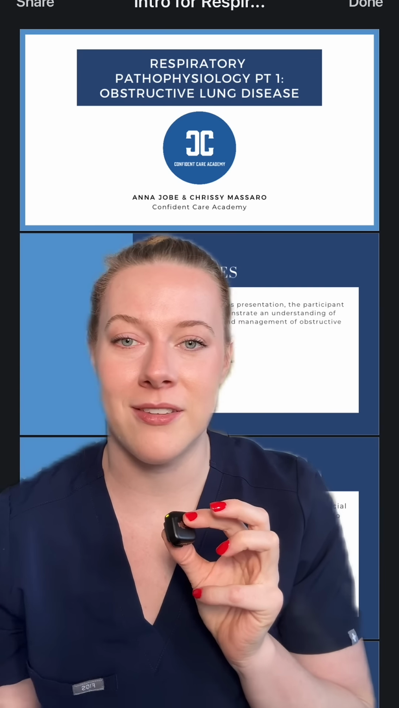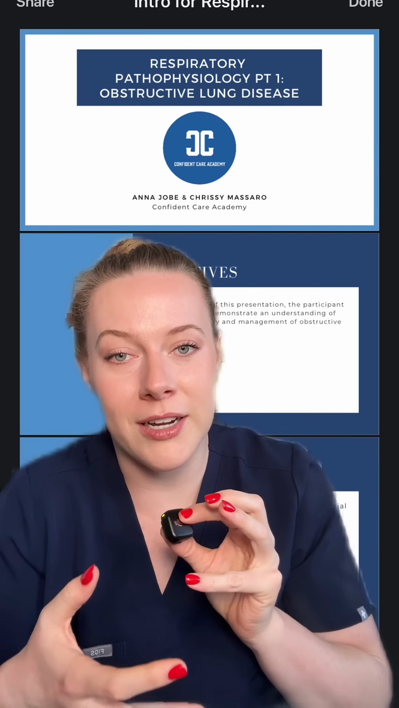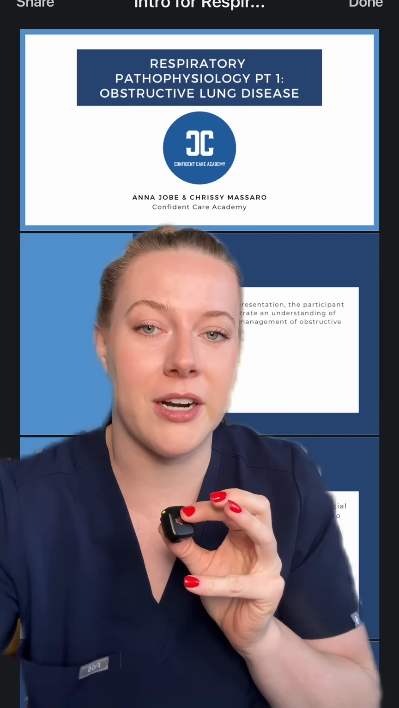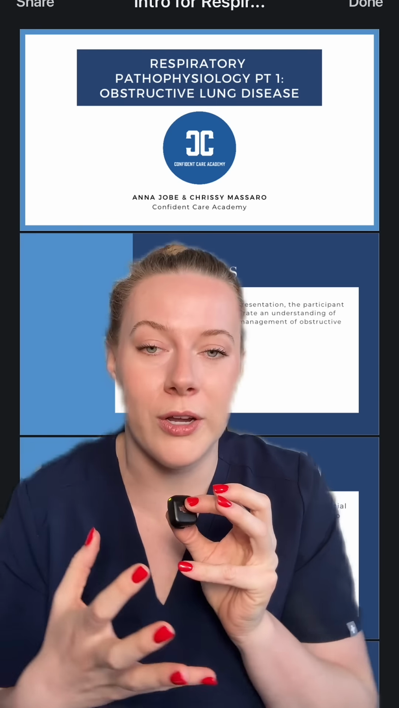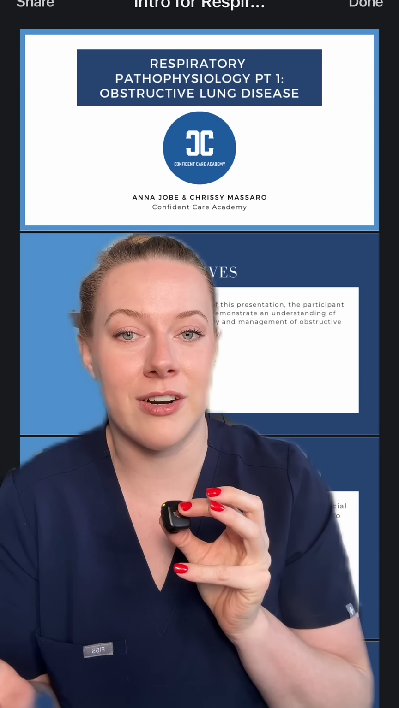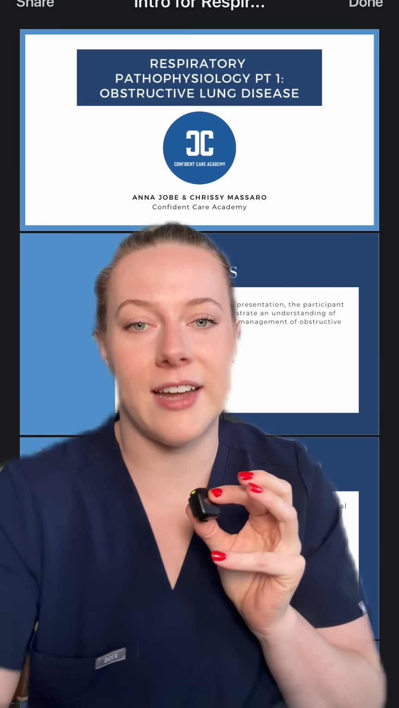High compliance means that the lungs expand easily, like we see with emphysema, and then low compliance indicates stiff lungs that resist expansion, like we see in pulmonary fibrosis. Elasticity is the property of the lung tissue that enables it to recoil after being stretched, and this is determined by the composition and structure of the extracellular matrix, particularly the balance of collagen and elastin fibers.